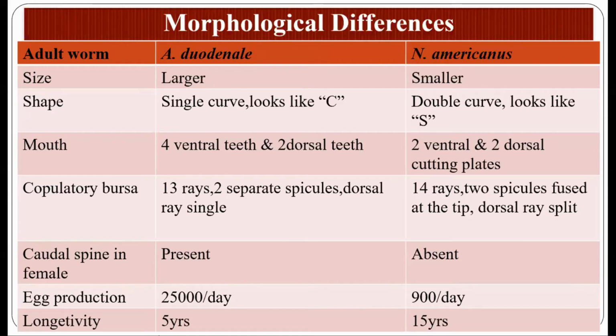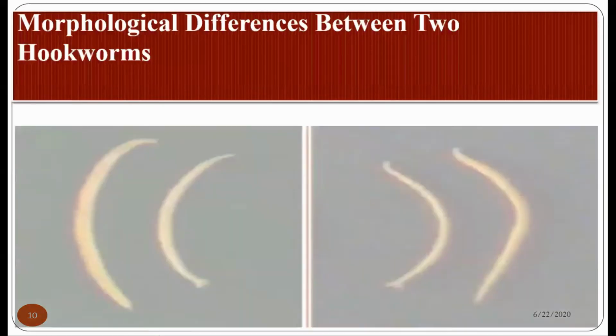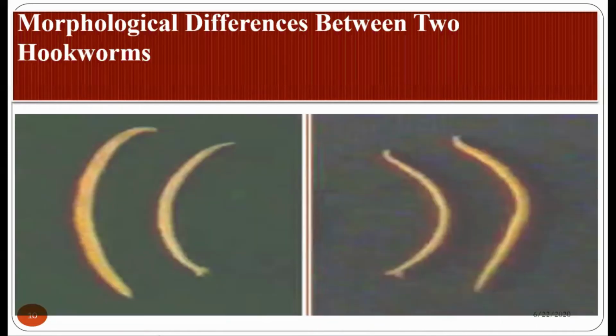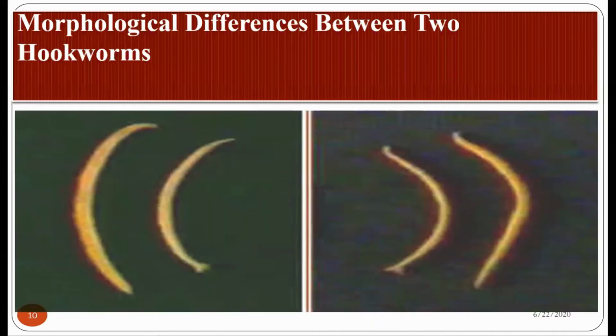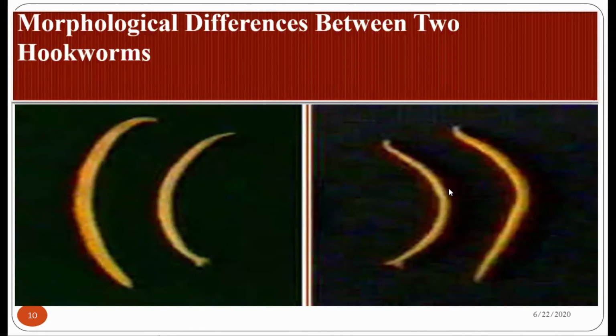So the longevity of Necator americanus is very high compared to Ancylostoma duodenale. This is the diagram of the adult male and female worms of Ancylostoma and Necator americanus. Which one is the male worm? This one or this one? How can we identify between male and female worms in case of these worms?